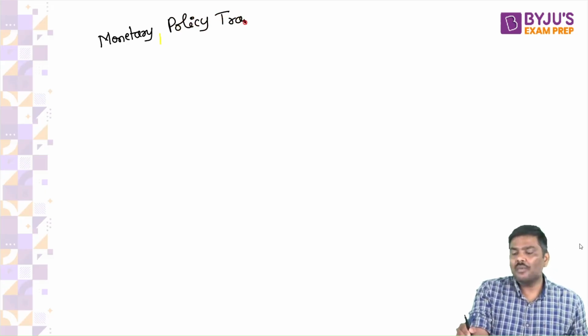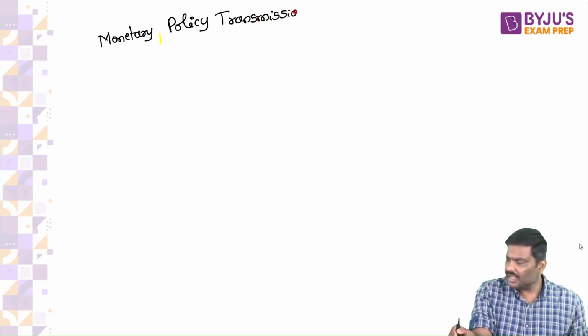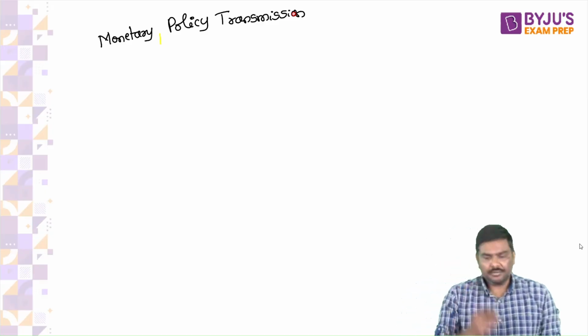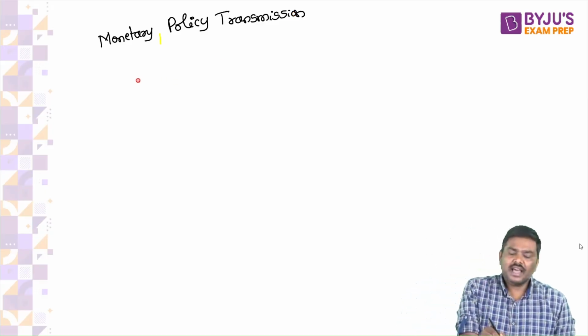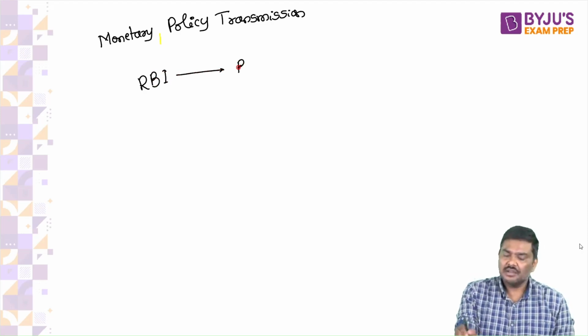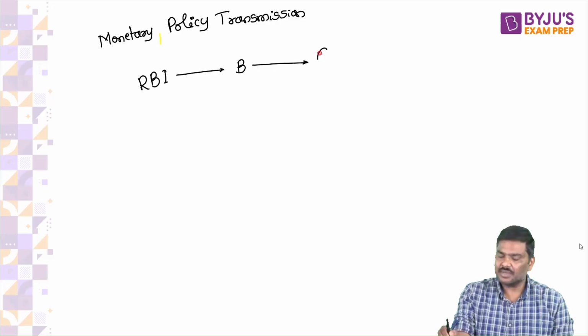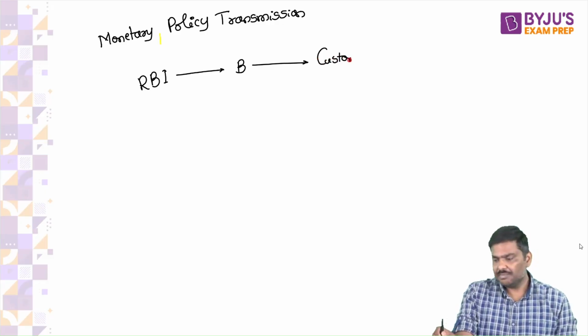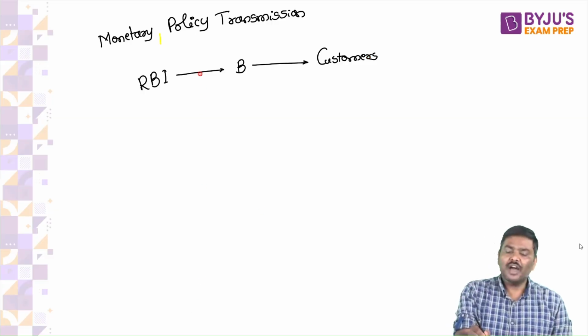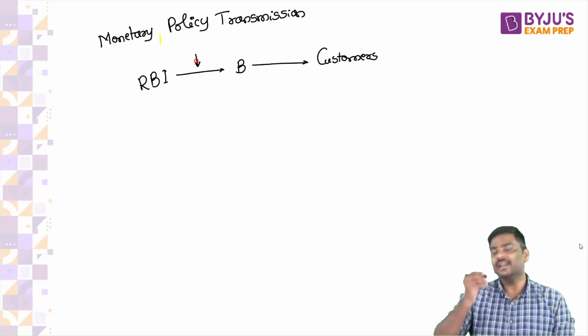Now, what do you mean by monetary policy transmission? Let me explain it with an example. Now, let's start. Here is RBI. RBI will provide loans to banks. Banks will provide loans to customers. Now, a simple question to all of you. What do you think should happen if RBI reduces its rate of interest?